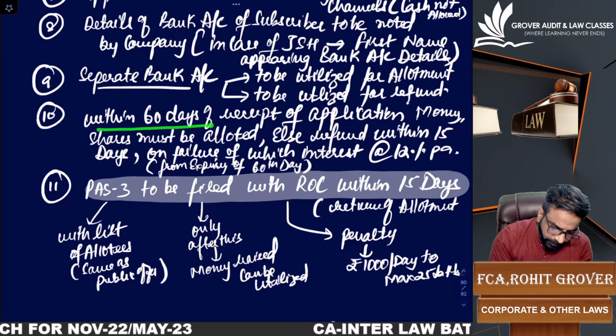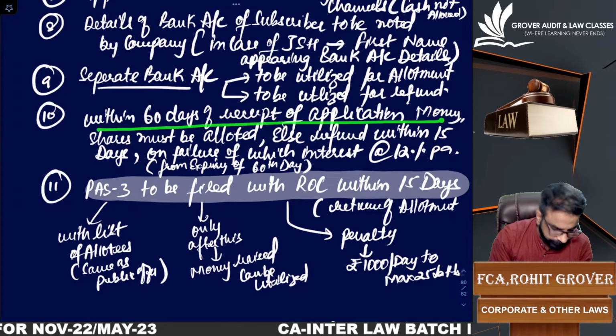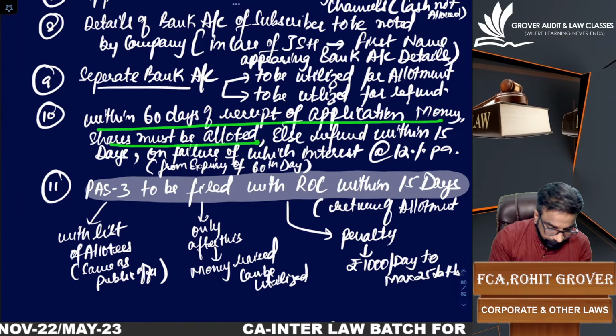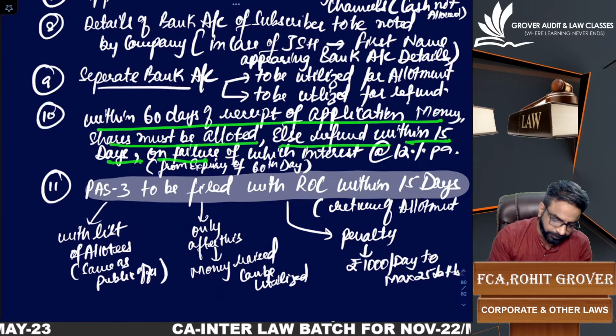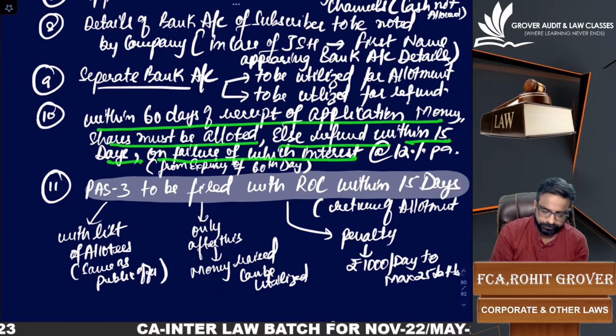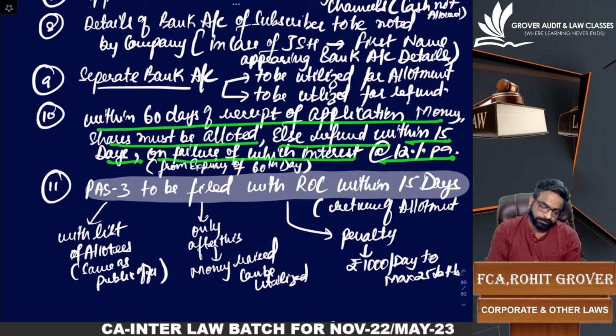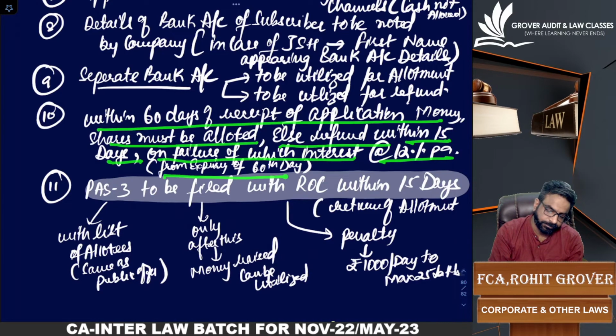Continue my point number 10 again and read it a little bit slowly now. Within 60 days of receipt of application money, shares must be allotted, else refund within 15 days, on failure of which interest at 12% per annum from expiry of 60 days.